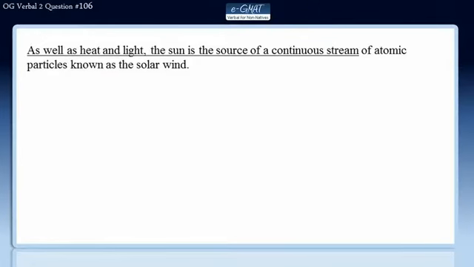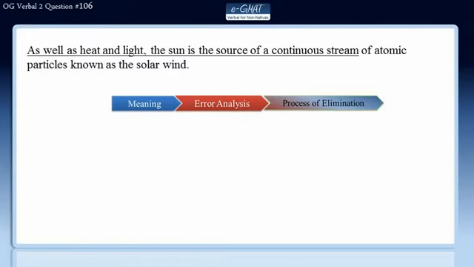We will solve question number 106 of OG Verbal Second Edition by using the e-GMAT three-step process. In the first step, we will understand the meaning of the sentence. In the second, we will evaluate the errors in the sentence, and finally, we will review all the answer choices to get to the correct answer.